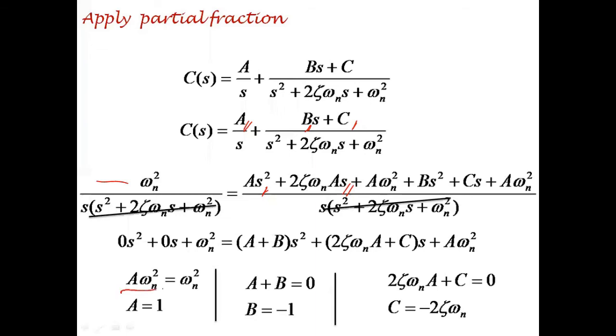While equating the constants, we have obtained A is equal to 1. So when you are equating the coefficient of s square, here we have A plus B is equal to 0. If you substitute for A is equal to 1, we can obtain B is equal to minus 1. When we are equating the coefficient of s, we have obtained 2 zeta omega n A plus C, in which we know that A is equal to 1, hence we can obtain C is equal to minus 2 zeta omega n. So now we have found the values of A, B and C. So the next step is to substitute the values of A, B and C in the above expression.